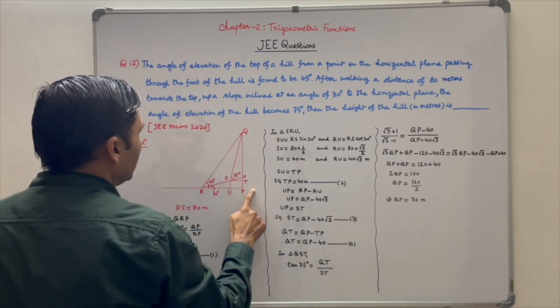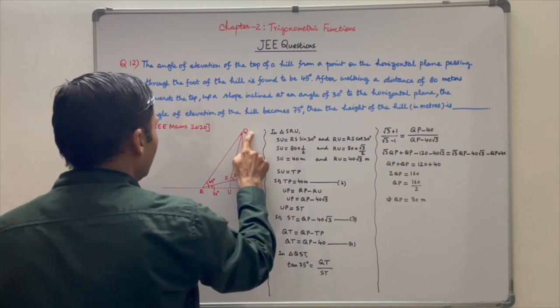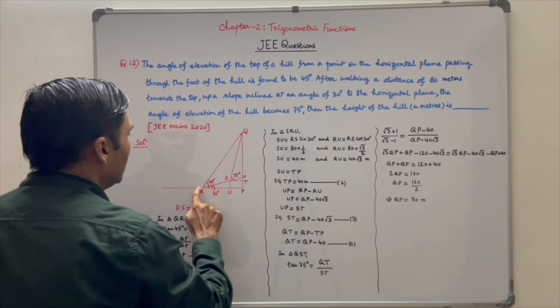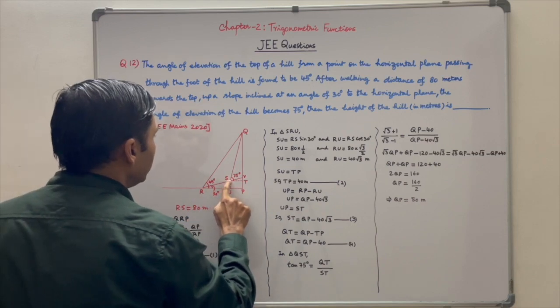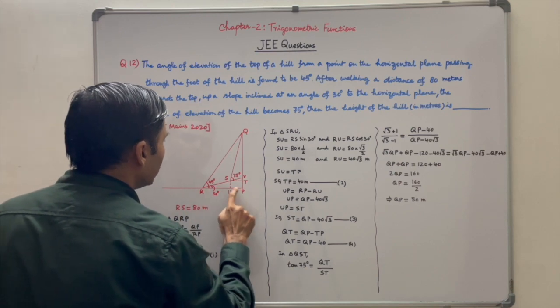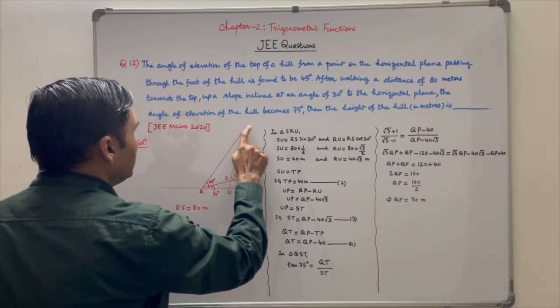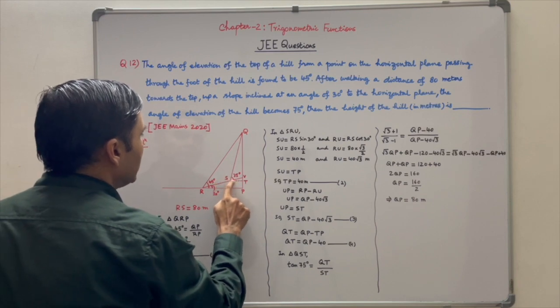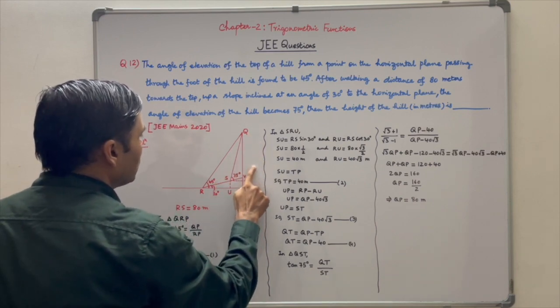QP is the hill. Angle of elevation of Q from a point R on the ground is 45 degrees. RS is given as 80 meters. RS makes an angle of 30 degree with the horizontal. Angle of elevation of Q from point S is given as 75 degrees. Then we have to calculate QP.